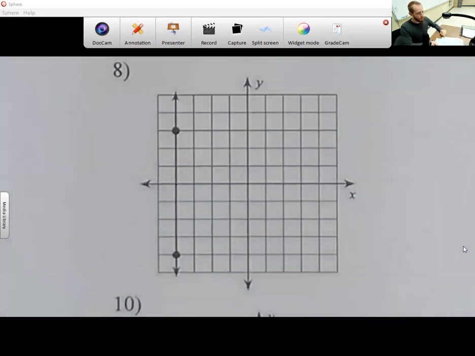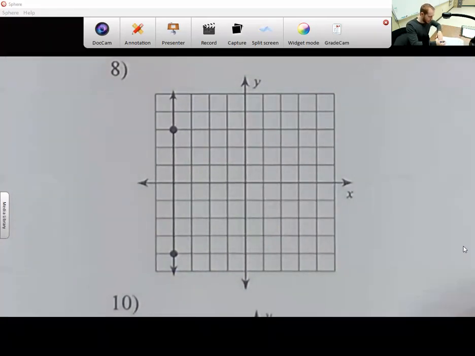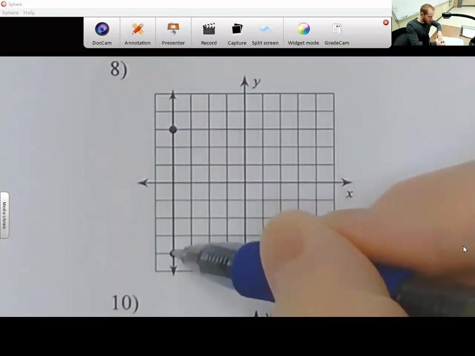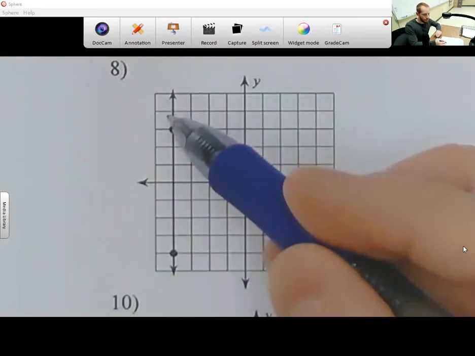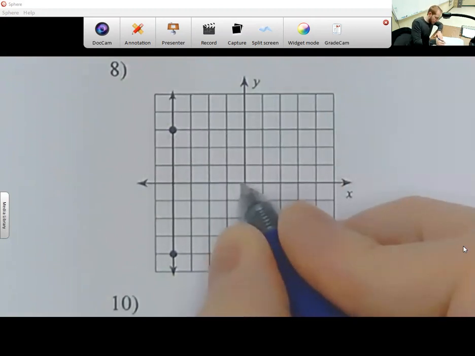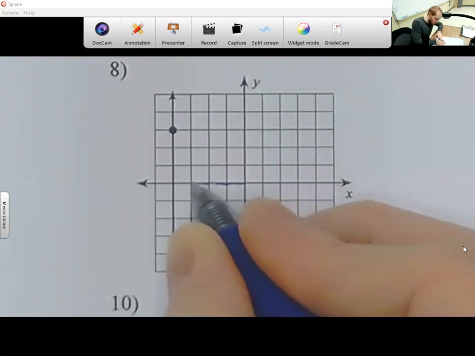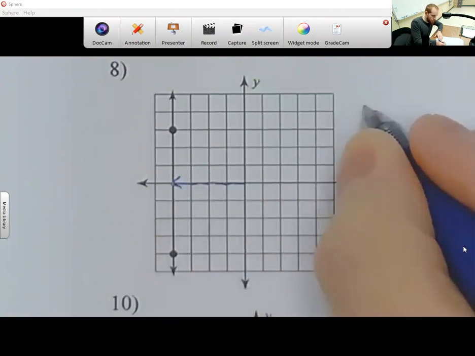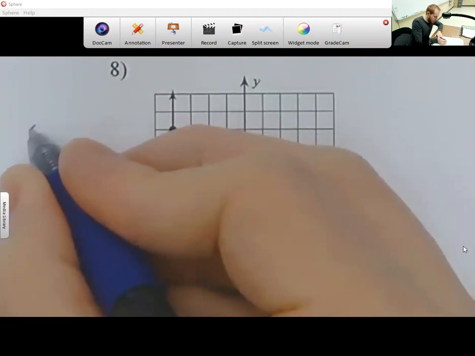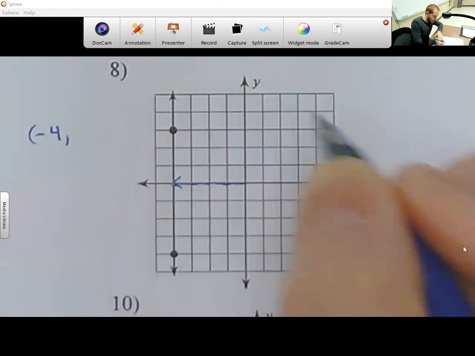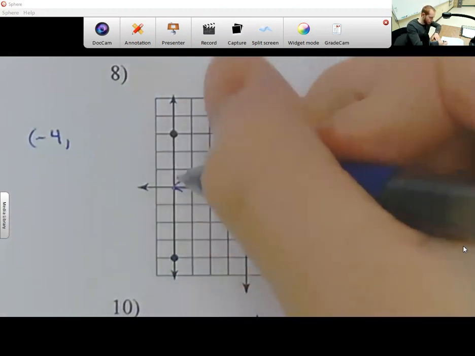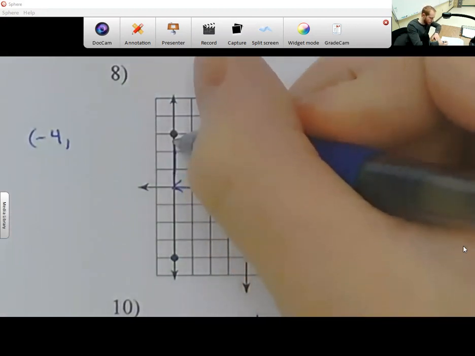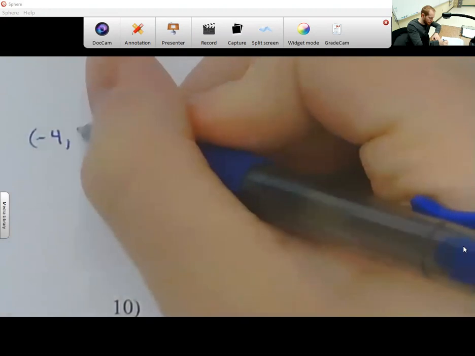So what are my 2 points going to be? It's going to be this one and this one. So how far to the left do I have to go to get to this point? Well, I got to go 1, 2, 3, 4. So this is going to be, I'll do it on this side, -4. But how far up do I have to go? I have to go 1, 2, 3. So 3 to the positive.